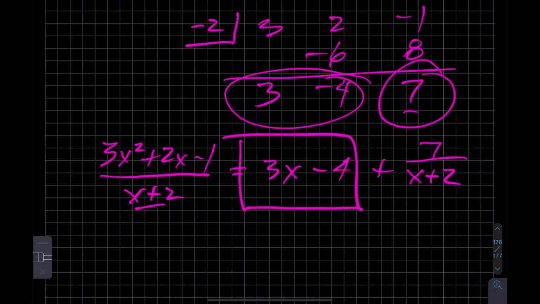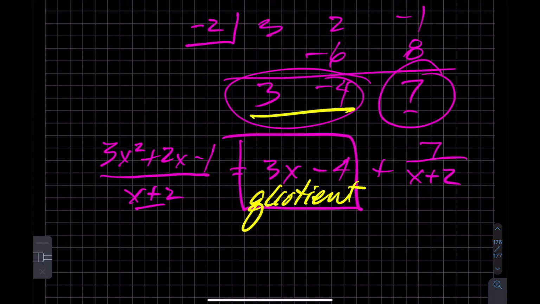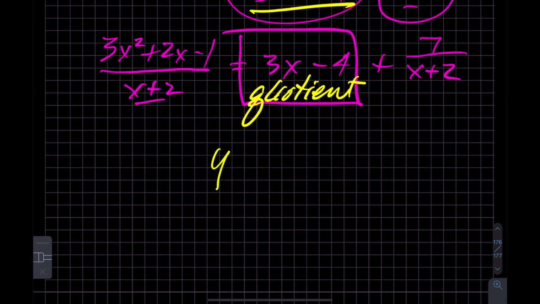This, remember, from the division algorithm, is your quotient. This is your quotient, the result of division. So is that. And so my asymptote is y equals 3x minus 4.